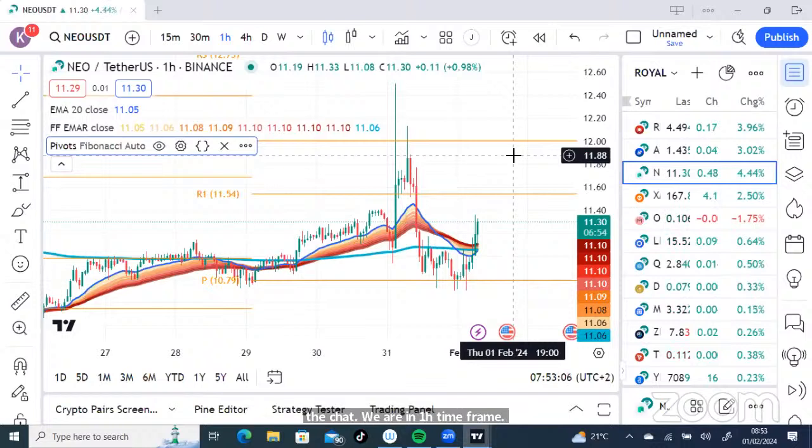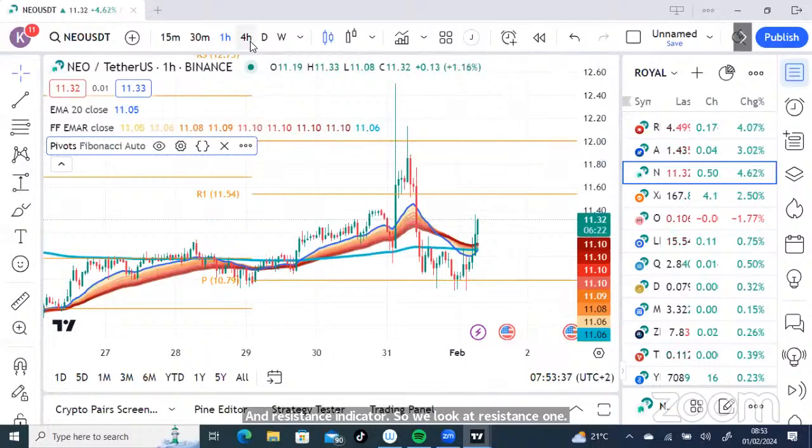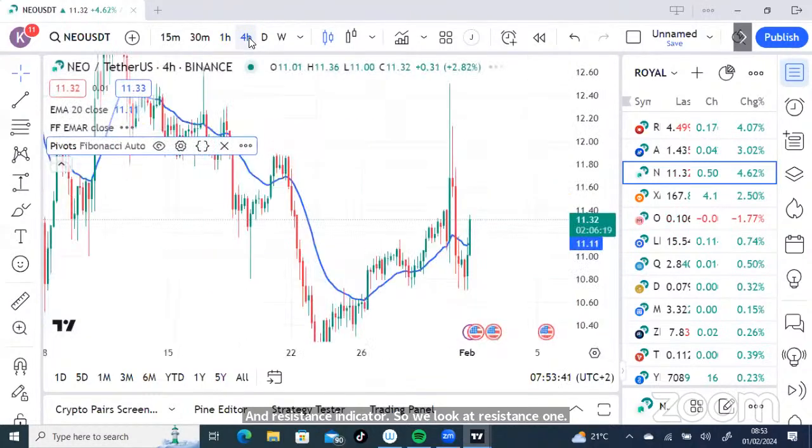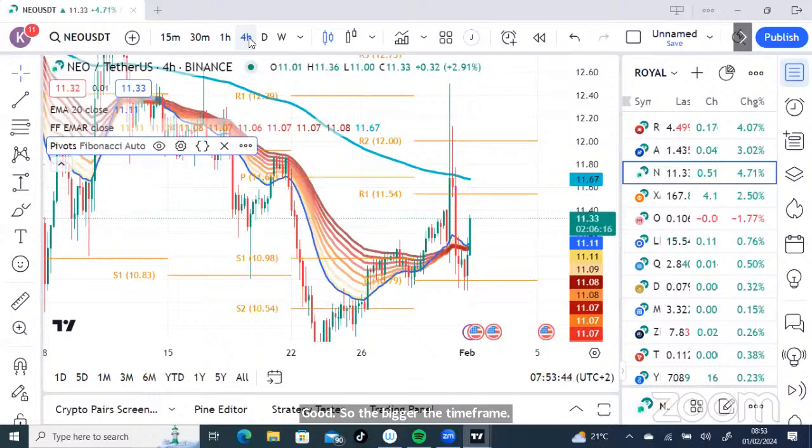Where do we expect this point to head? Answers in the chat. We are now combining the moving averages plus the pivot points. Thank you, resistance 1. And that's where we expect to take our profit. Now, the coin can head on an uptrend, and we are getting the trend of the market. At the same time, we are using support and resistance indicator. So we look at resistance 1. Good. So the bigger the time frame, the more the waiting time, the bigger the take profit. And that's a very good trade.